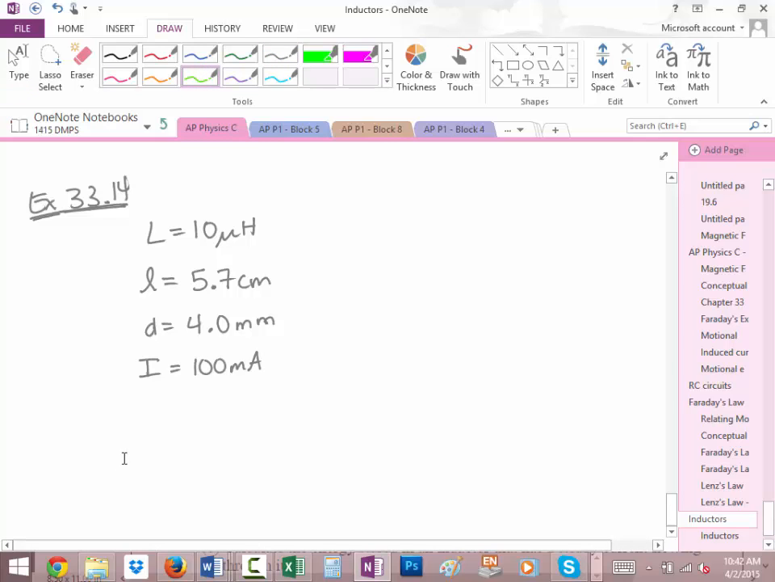I want to know the energy stored in the inductor. I want to know the magnetic energy density. And I want to know the magnetic field strength. Oh, you can't see that though. There you go. Do it.